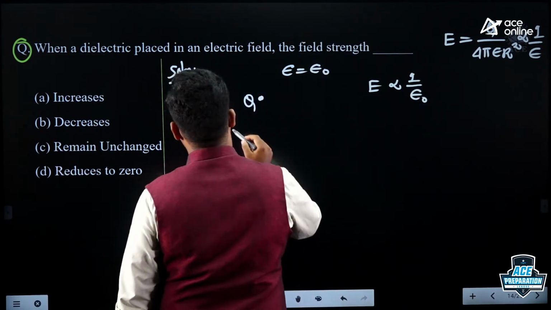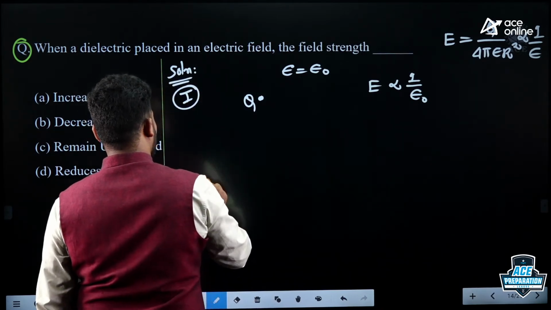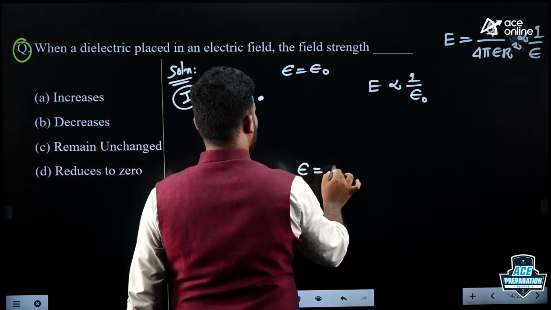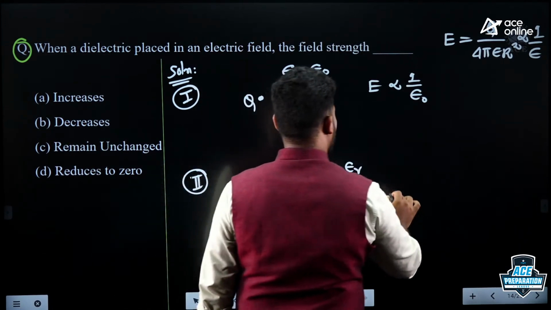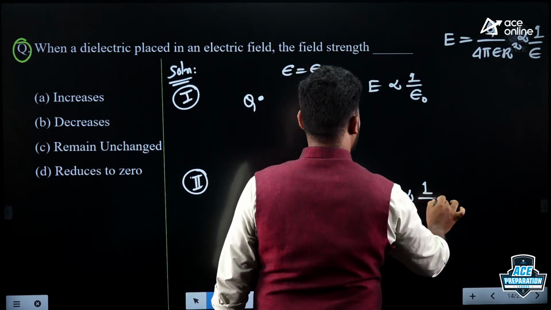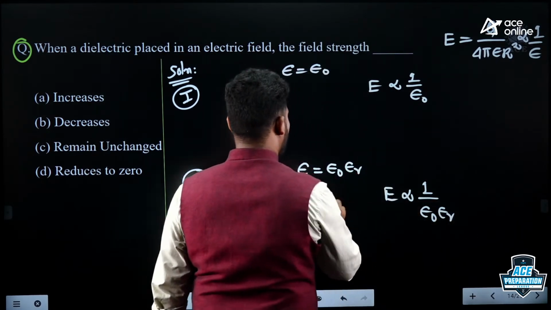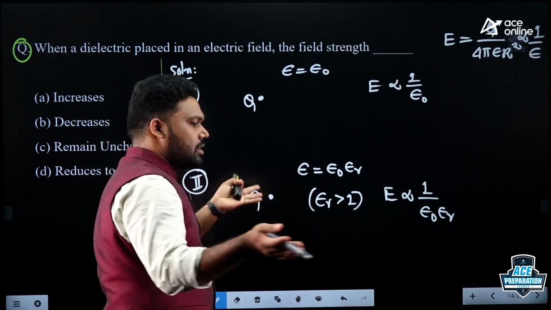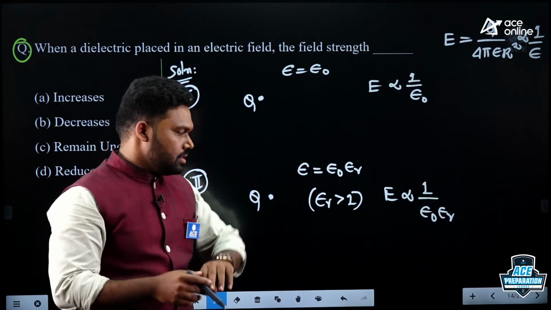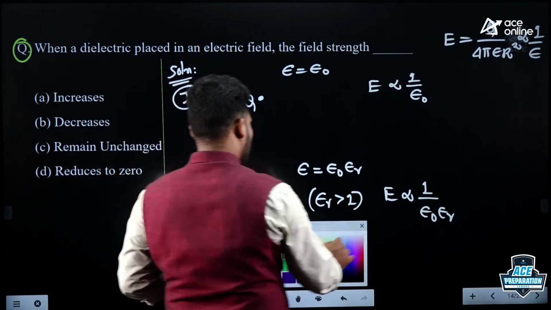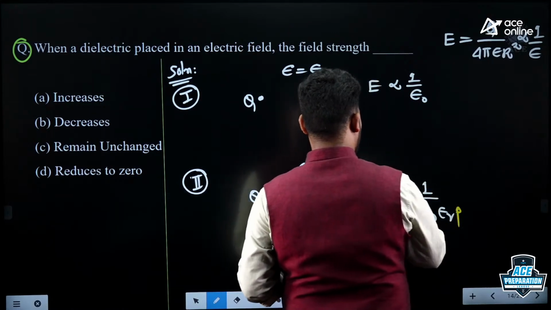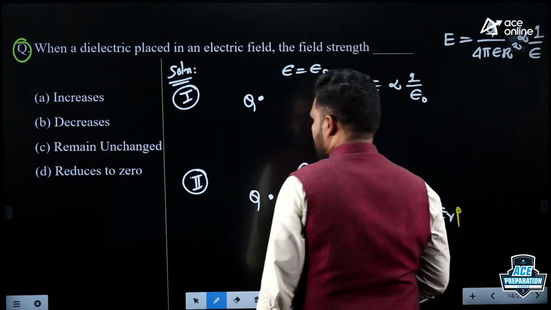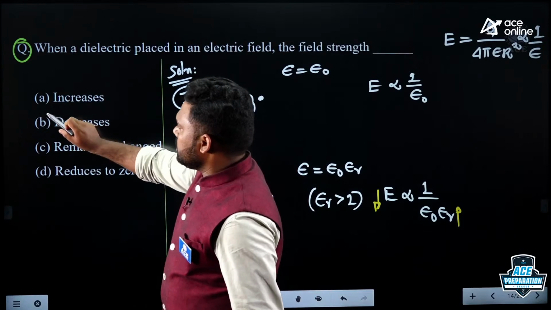Suppose suddenly, in the second case, this is the first case. In the second case, you have epsilon equal to epsilon naught epsilon r. So the electric field becomes proportional to 1 by epsilon naught epsilon r. Obviously epsilon r will be greater than 1 for anything other than air, a dielectric, something like glass, something like mica. Okay, fine. So what you have noticed here is the denominator has increased, so the electric field is going to decrease. Option B is the answer.